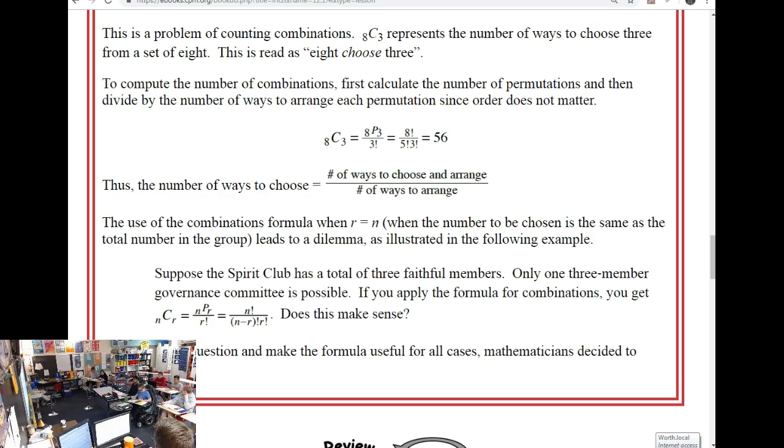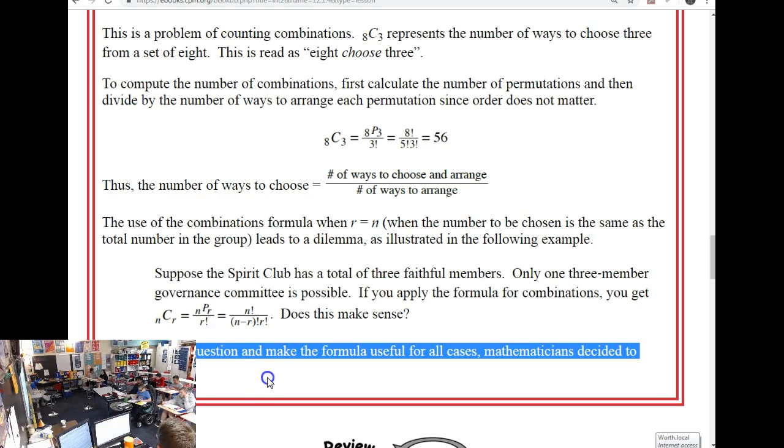Oh, one general note. This has just been generally agreed upon. Because otherwise, certain things fall apart. 0 factorial equals 1. Because really, one way to talk about factorial is it multiplies all the way down to 1.